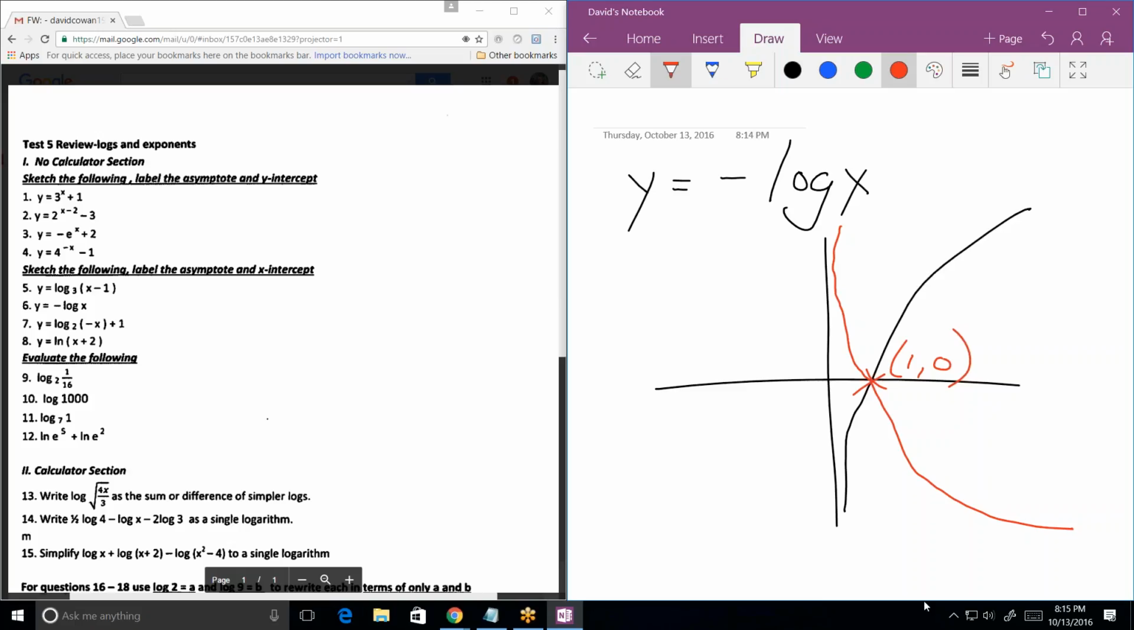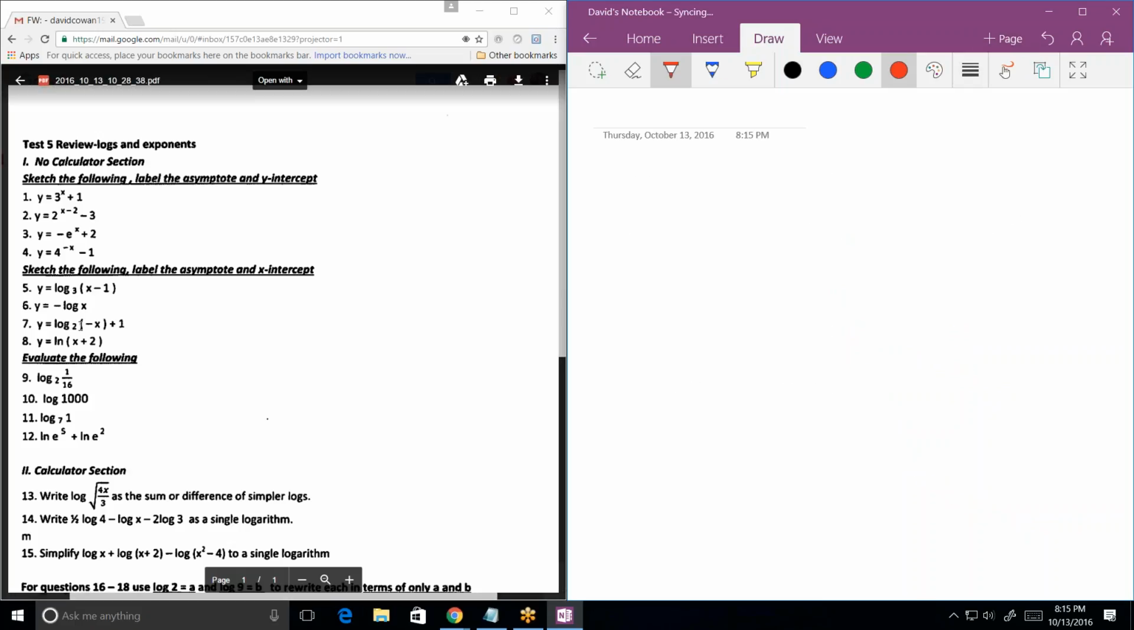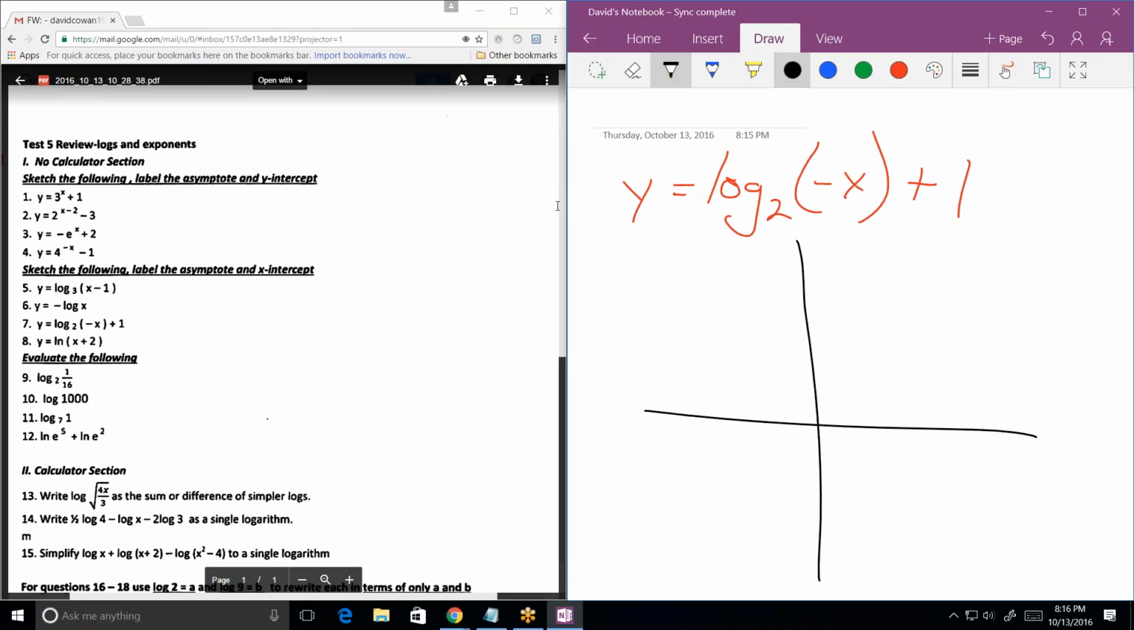Let's look at 7. Let's at least look at one of these where the negative sign is inside the function. Y equals log base 2 of negative x plus 1. It would be a horizontal reflection, correct? Yeah. Well, let's see. We're going to do our reflection first. So there's what the parent function looks like. Horizontal reflection would look something like that.